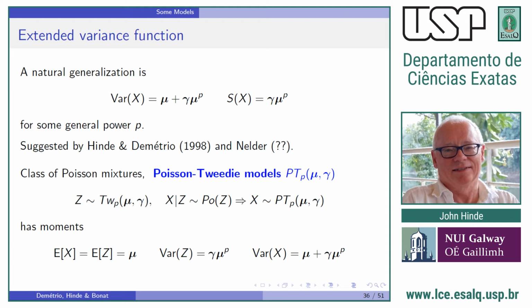And it has moments. The variance of z is exactly what we want, this beast, and when we put it together, we get exactly the variance function that we want. So that gives us a nice family for doing what we want, overdispersed, underdispersed, and other things.